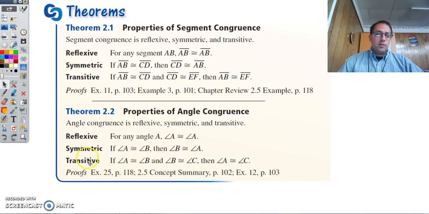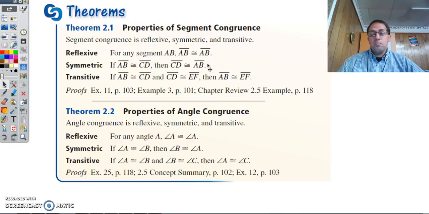Notice these are the same things: reflexive, symmetric, transitive, reflexive, symmetric, transitive. So the reflexive property of segment congruence is that for any segment AB, segment AB is congruent to segment AB, which, obviously, a segment is going to be congruent to itself. You wouldn't think they need a theorem to prove that, but they do. And we'll actually use it fairly often when we get to proving triangles congruent. So, symmetric: if segment AB is congruent to segment CD, then segment CD is congruent to segment AB.